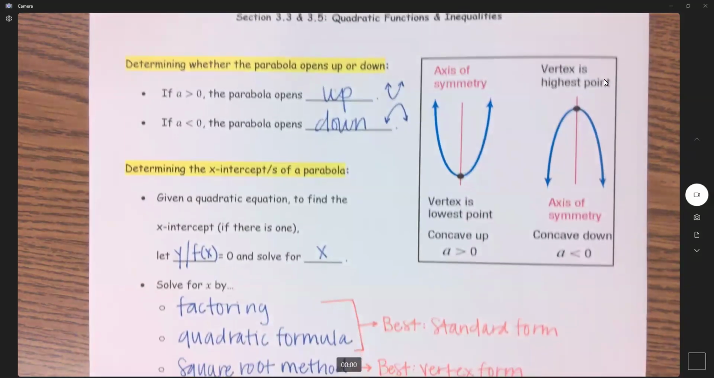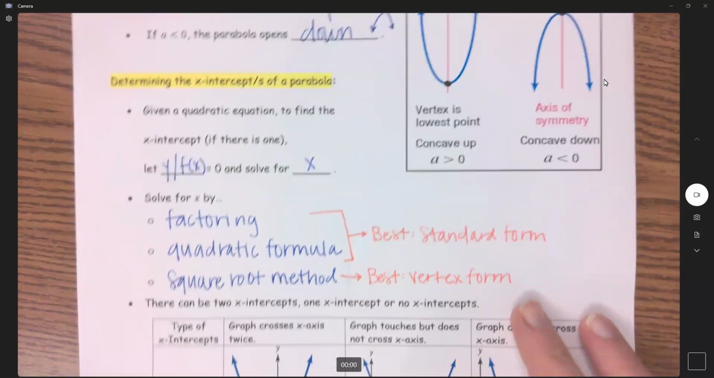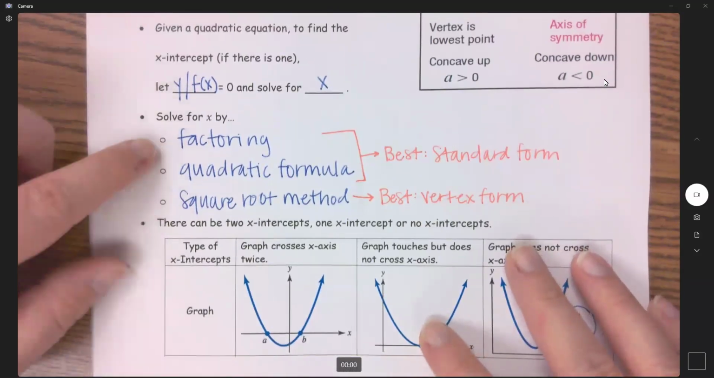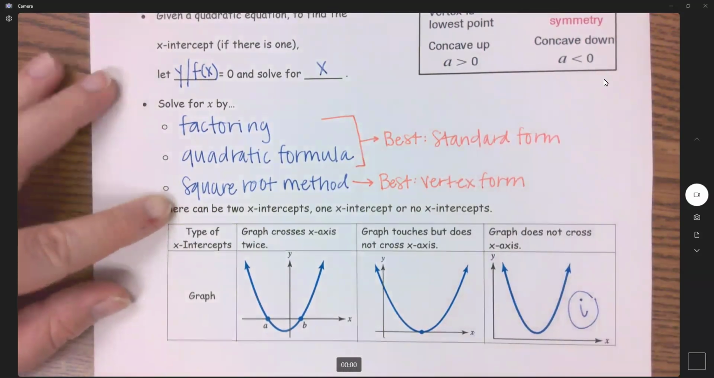Now, a big thing that we're going to be asking you in this lesson is to determine the x-intercept. So it says, given a quadratic equation, to find the x-intercept, if there is one, we need to let our y or f of x equal 0 and solve for x. So there are 3 different ways that you are going to solve for x. You can solve by factoring, quadratic formula, and square root method.